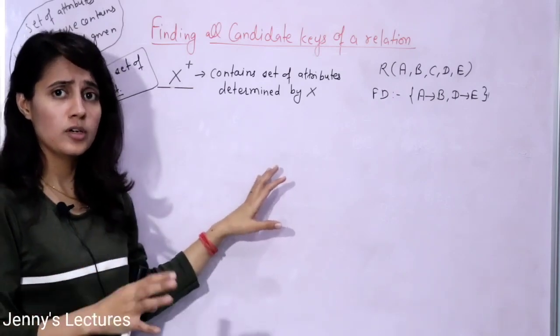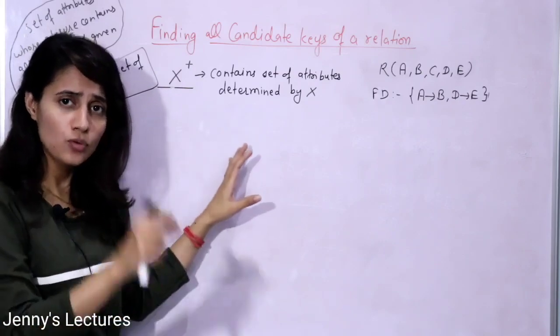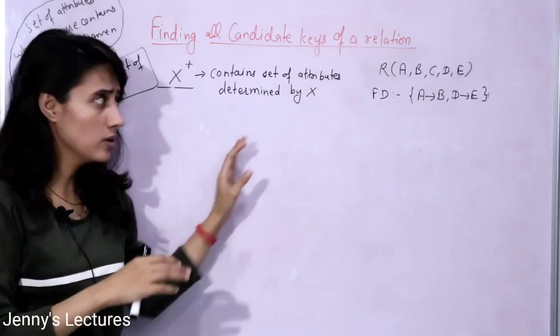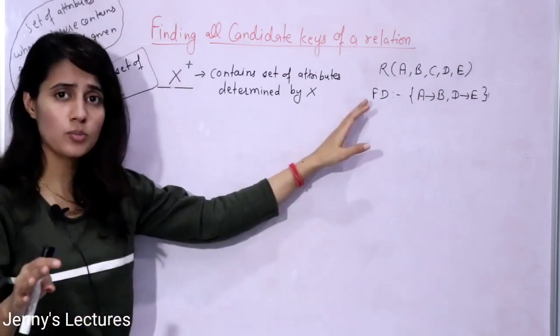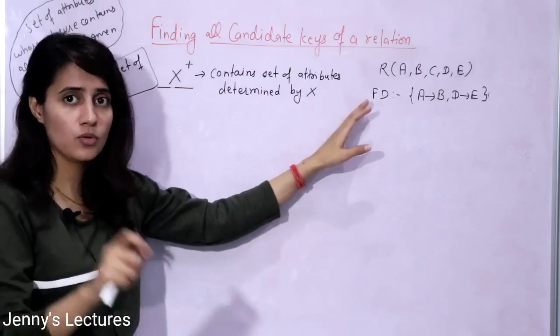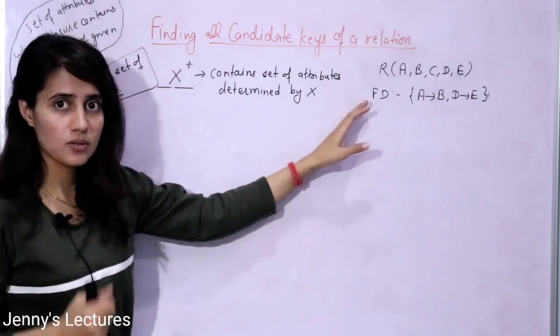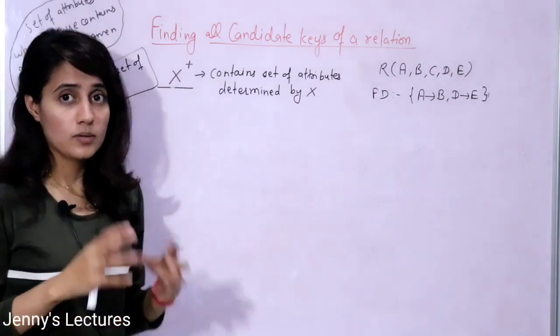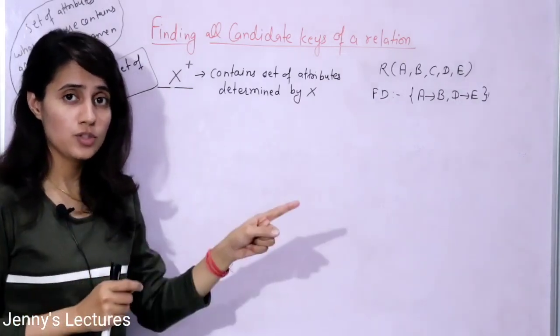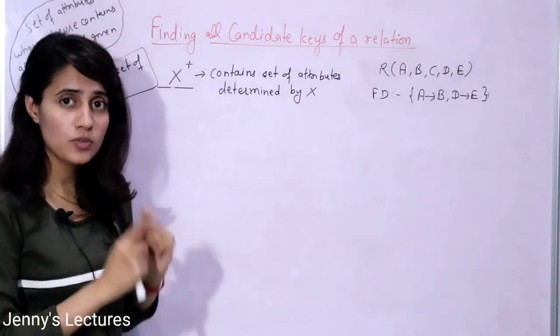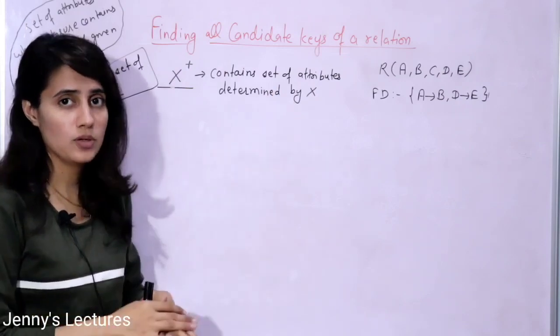You should know how to find out all the candidate keys, because only if you know what the candidate keys are can you solve the problems of normalization, second normal form, third normal form and BCNF, right? This video is a continuation of the previous video, so you must check out the previous video in the side button, then come to this video.